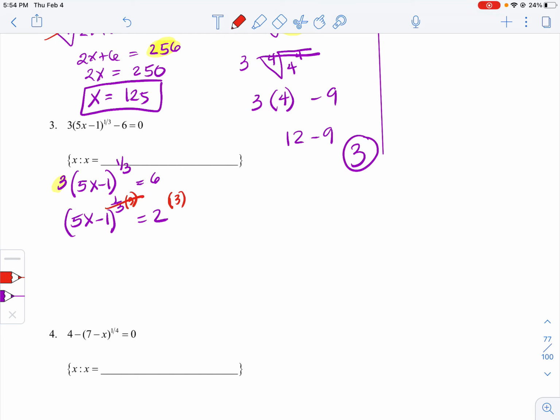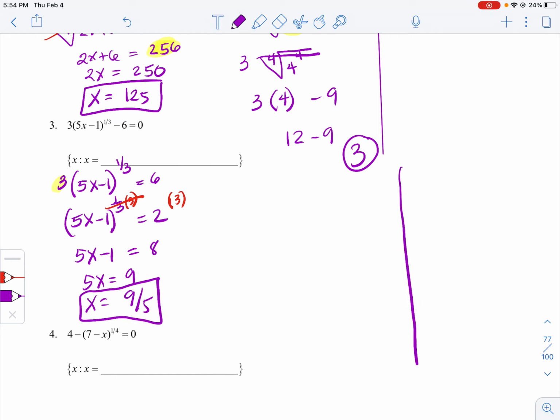So that is now gone. And you are left with 5x minus 1 equals 2 times 2 times 2. That's an 8. I'll add 1 on both sides. You have 5x equals 9. Divide by 5 on both sides. You'll have 9 over 5.